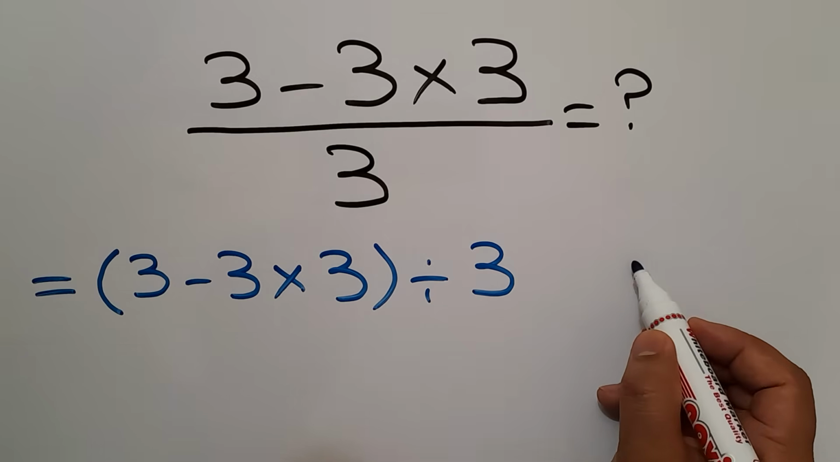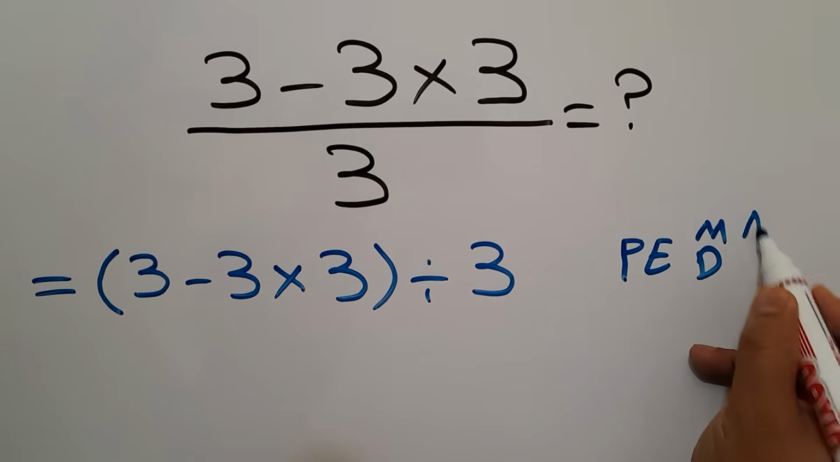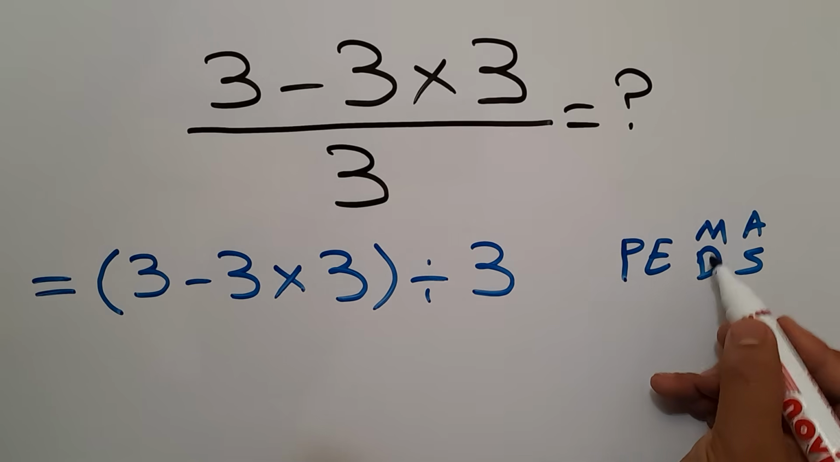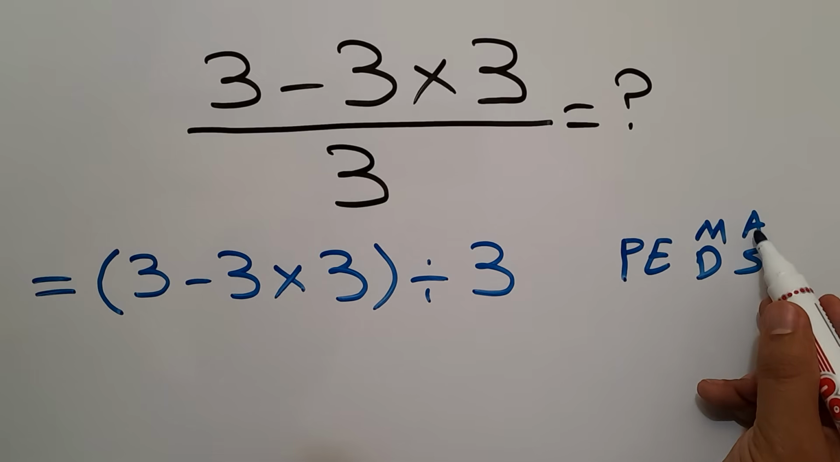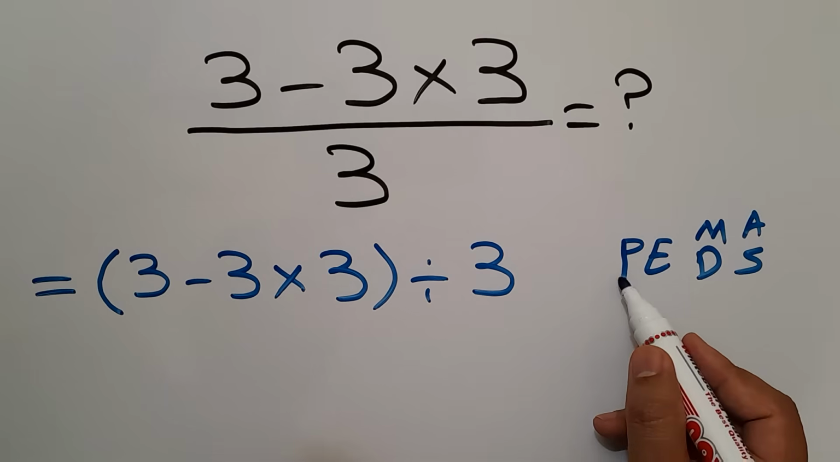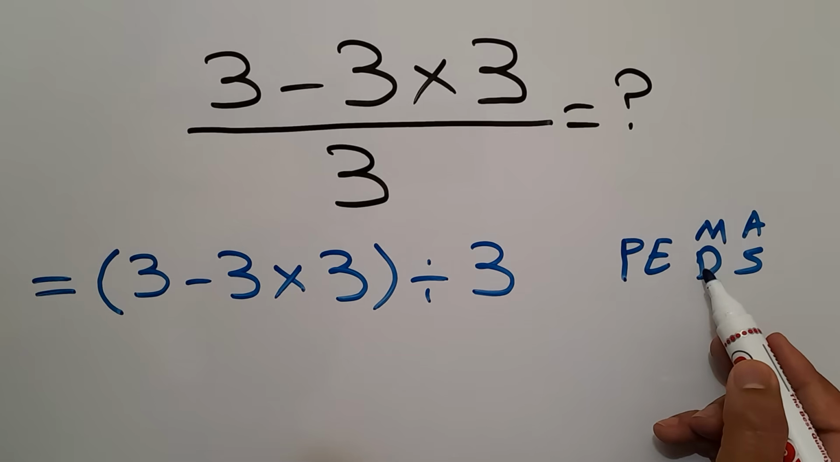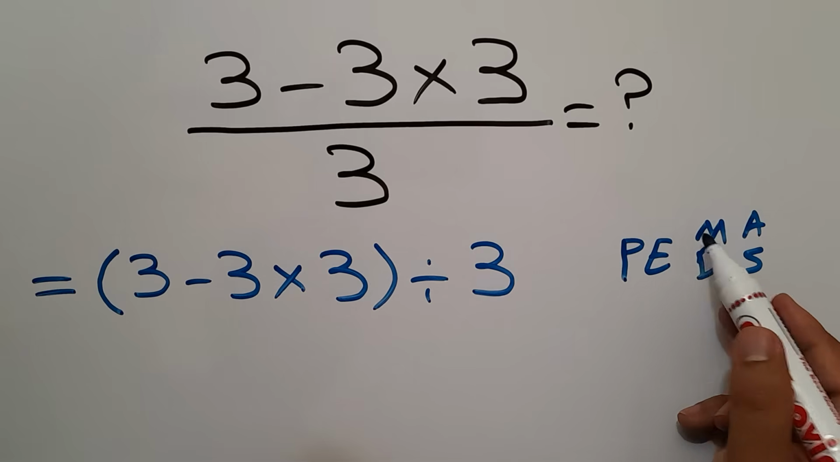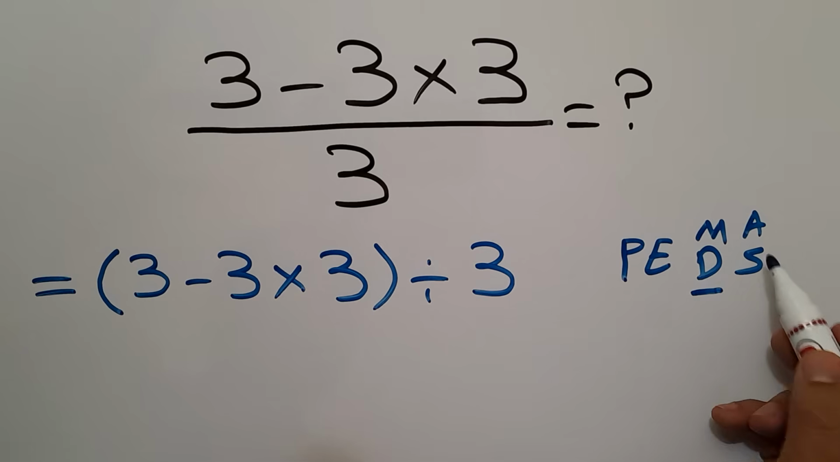According to the order of operations, which is PEMDAS, P stands for parentheses, E stands for exponents, M and D stand for multiplication and division, and A and S stand for addition and subtraction. We first do parentheses, then exponents, then multiplication or division, and finally addition or subtraction. Remember that multiplication and division have equal priority and we have to go from left to right. And the same applies to addition and subtraction.